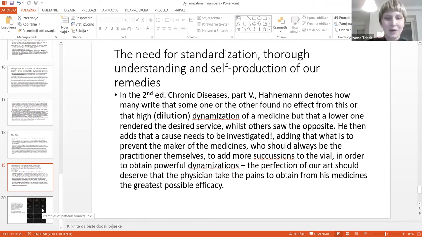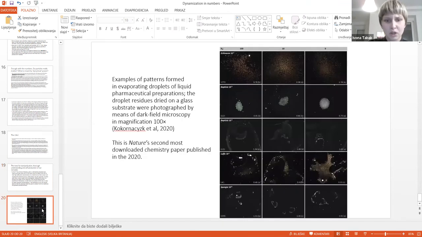And the last slide, I want to show you something amazing. So basically, cool. This is scientific proof that succussions do make a difference. This was actually the second most downloaded chemistry paper in Nature magazine of the year 2020. What we see in these pictures, and what the study attempted to do, is they took, I think, five remedies. Five remedies: Tisia, spongia, echinacea. What's the other one? Loofah.